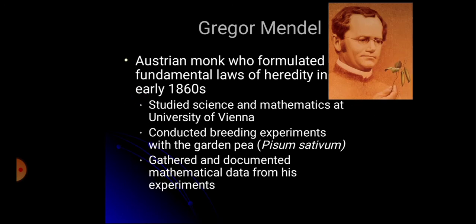To our next slide, let's tackle who is this man, Gregor Mendel. He is an Austrian monk who formulated fundamental laws of heredity in the early 1860s. He also studied science and mathematics at the University of Vienna. He conducted breeding experiments with the garden pea, Pisum sativum. He also gathered and documented mathematical data from his experiments. This is Gregor Mendel. If you are wondering, he's also a scientist. That is why he formulated everything about math or science, or making experiments.